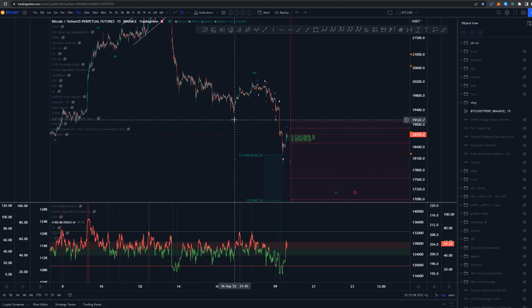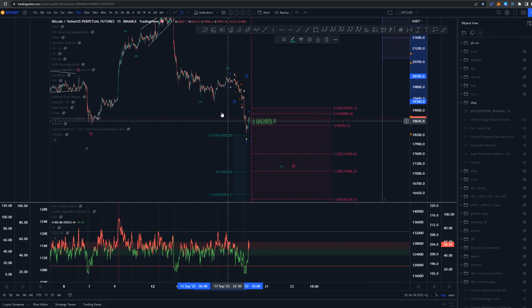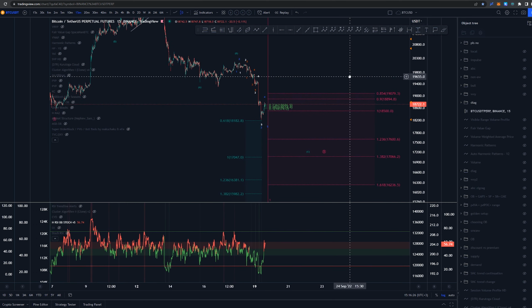So pick your poison, I guess. One of them should be fine. The extensions for sure are going to be changing. Here we would be getting right into that 0.618. If we are placing it here, we are really close to the 0.618 as well. However, I don't think this is done as of yet.